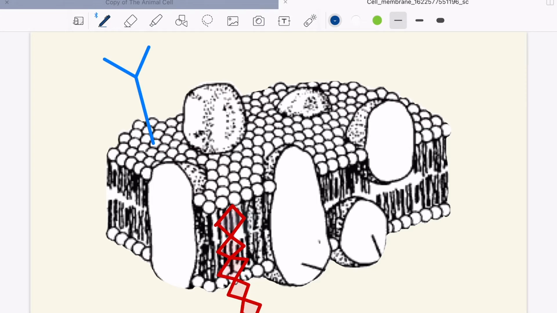Let's start with the layers. You see how there are 2 layers here? This is called the phospholipid bilayer. Do you know what lipids are? Do you remember this from class? Lipids are fats. It's like a fat molecule.